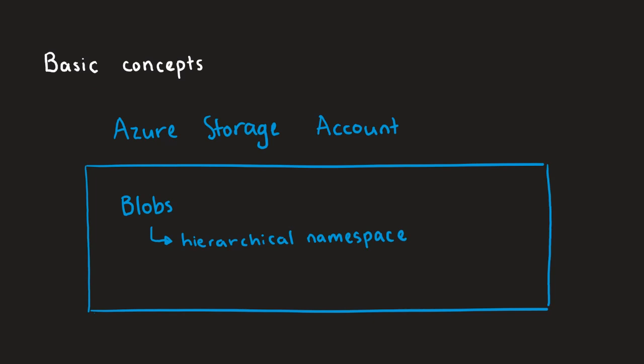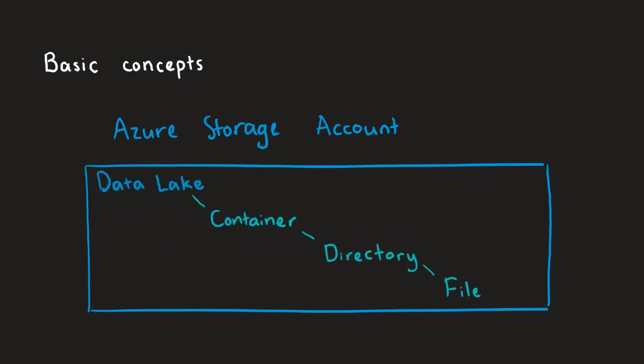So what this hierarchical namespace really brings to us is that, for our data lake, we can do all the operations on the directory level, because there are actual folders there that we can manage. If we look at the structure, that means that we have first the same containers that we have on the Blob side.